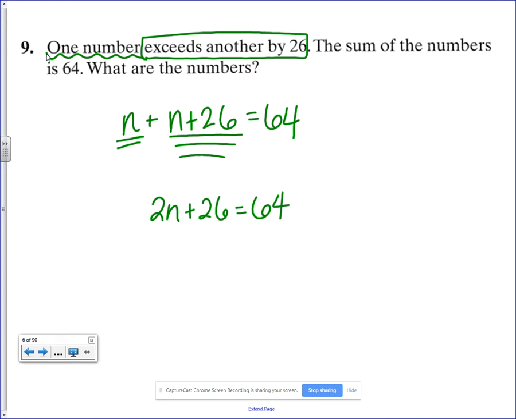Okay, so hopefully when you solve that, you get that your n is 19. So that's one of the numbers. But remember, the other number was exceeding it by 26, so you need to go ahead and add 26 to that. And that other number then would be 45. So those are your two numbers.